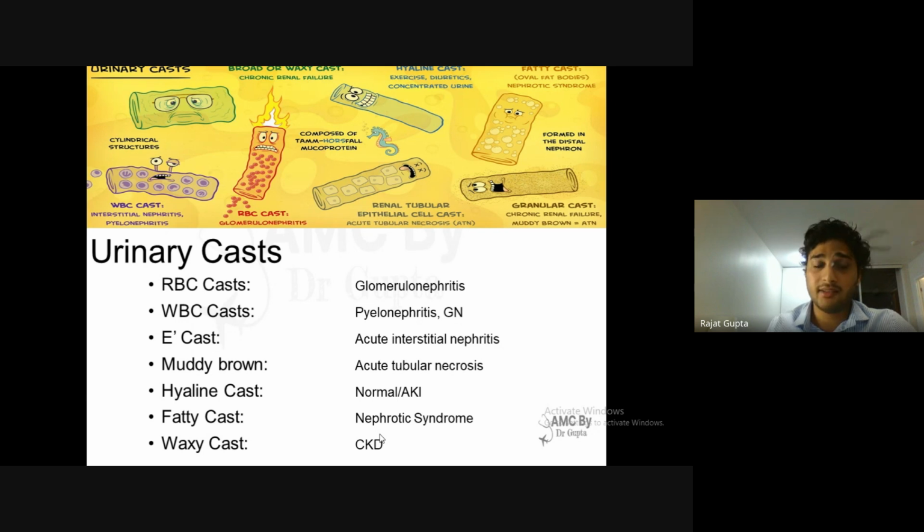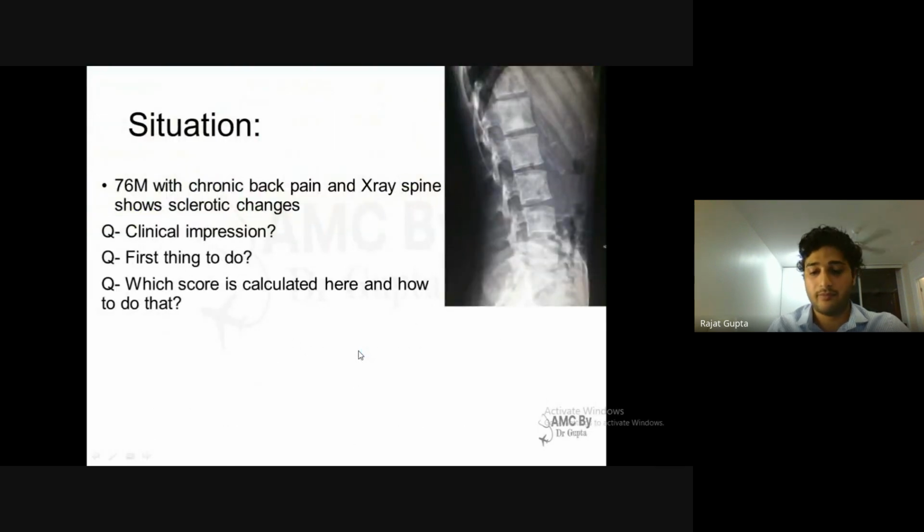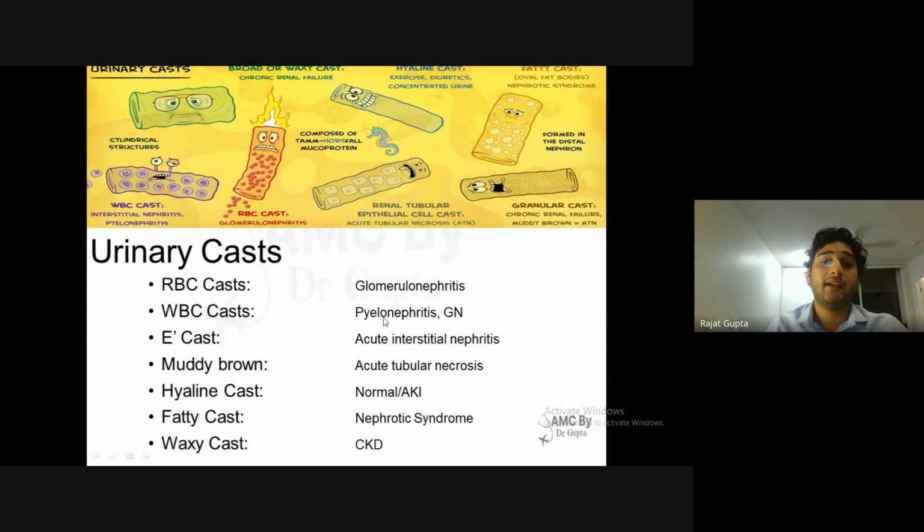Let's talk about casts. This is a very important topic, because if the question says RBC cast or WBC cast, you have to make up your mind what they are talking about. RBC cast, we already talked, is seen in glomerulonephritis. WBC cast can be seen in pyelonephritis or also in glomerulonephritis. Eosinophilic cast is AIN, acute interstitial nephritis. And muddy brown cast: brown shows necrosis, you remember by this. So muddy brown, acute tubular necrosis, ATN.